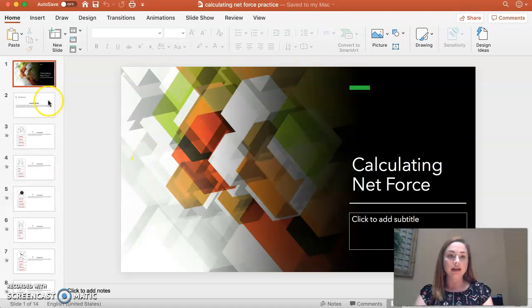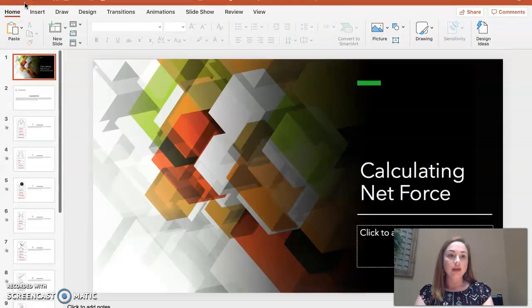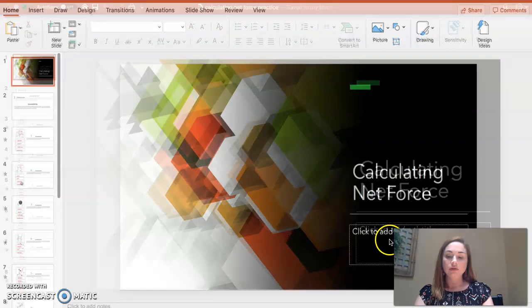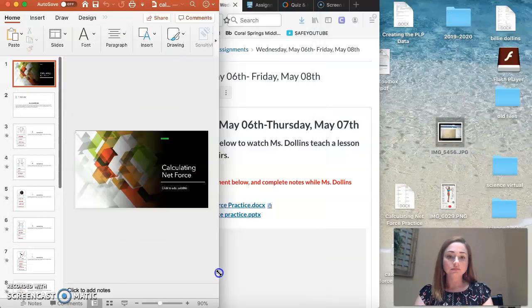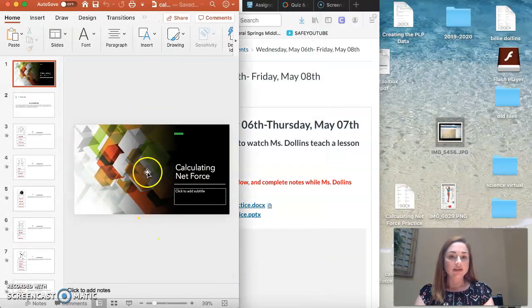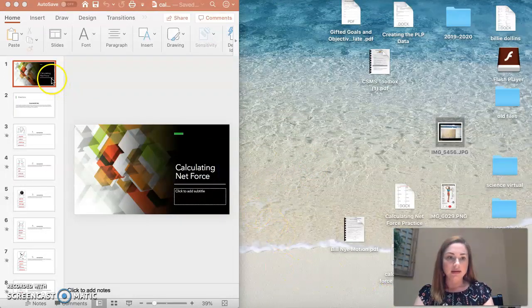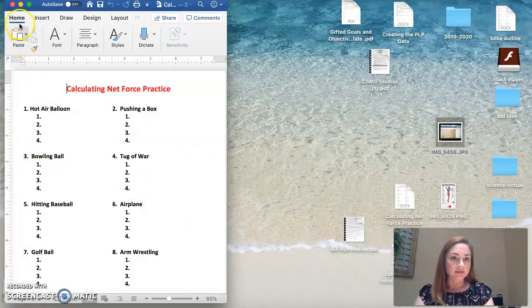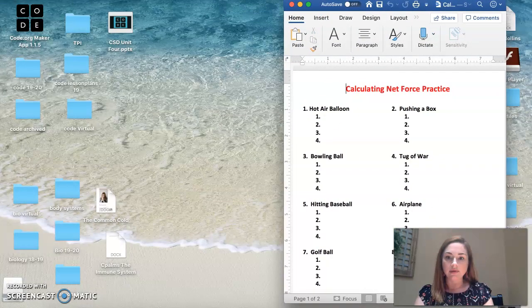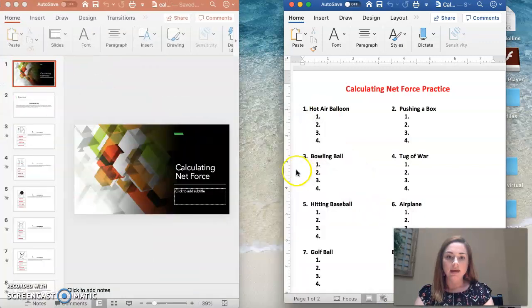So calculating net force. What you're going to want to do is make your screen so that half of it is the PowerPoint and the other half is that Word document, which is right here. So let's bring that over and bring this over.